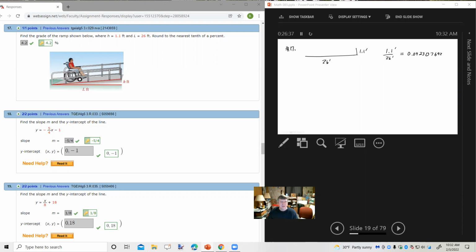Okay, it says round to the nearest 1/10 of a percent. Well, this number right here is not yet a percent. So we're going to multiply it by 100%, which moves the decimal point over 2 places. So then we'd have that. But it says round to the nearest 1/10 of a percent. The 3 would round down. So final answer, 4.2%. Any questions about any parts of that?